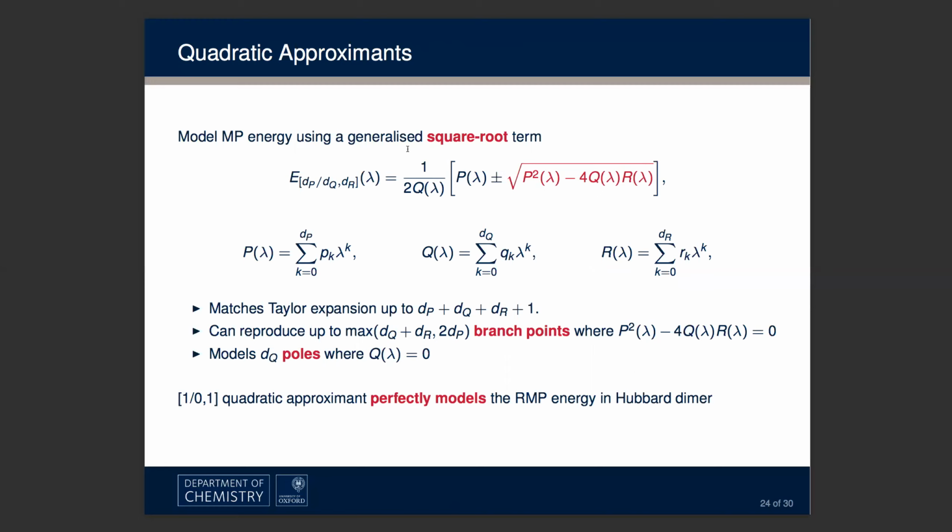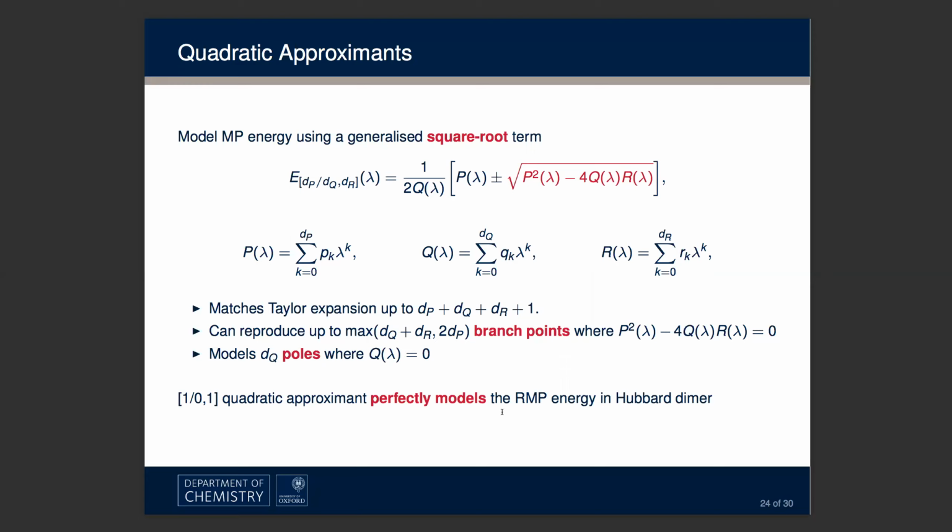So in this case, we have three parameters. We have the order of our p polynomial, our q polynomial, and our r polynomial. And these match the Taylor series expansion up to a certain order as well. So you can see there are a certain number of branch points controlled by the order of the q and r polynomials. And these occur when the term in this square root goes to 0. And we also see that we can model poles using the q polynomial, and there are up to dq poles on our surface.